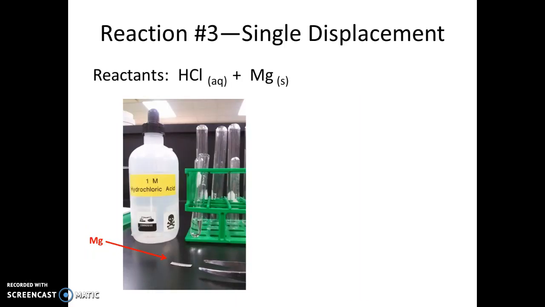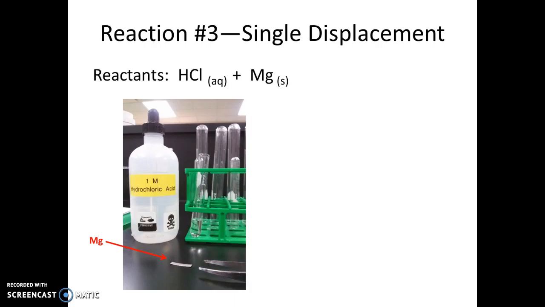Reaction number 3 also involves magnesium, but now you're going to be doing a single displacement reaction. And I recognize a single displacement reaction as a reaction between an element and a compound. So magnesium is the element that you're using in this case, and you want to use the smaller strip of magnesium for this experiment. So you want to use the one that's labeled 2 to 3 centimeters long. You're going to be reacting that with hydrochloric acid, so you'll see the bottles of hydrochloric acid in the lab. Remember that that's a corrosive solution, so you don't want to get it on your skin.